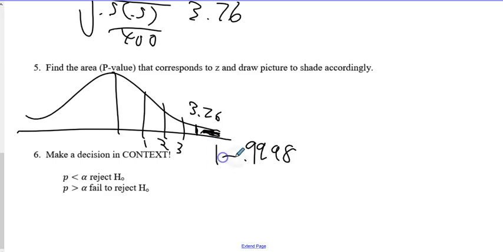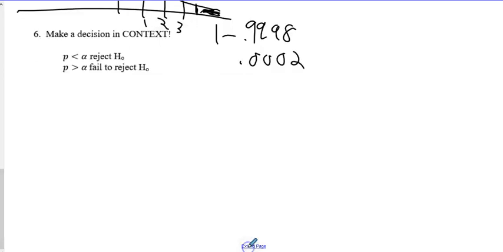So remember, we always do 1 minus, which gives us 0.0002. And then we get to the last part. We compare 0.0002 and 0.05, our p hat, our p, and our alpha. Is our p less than or greater than? Less than. So we're going to reject the Ho.